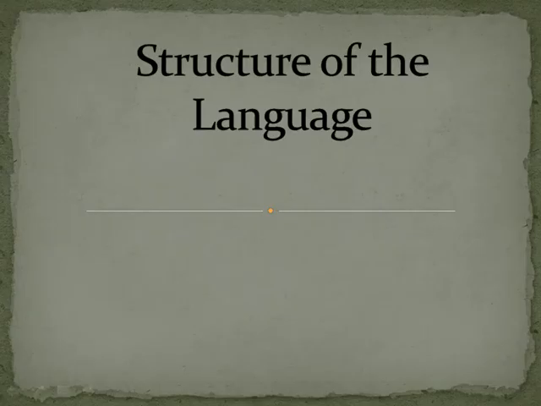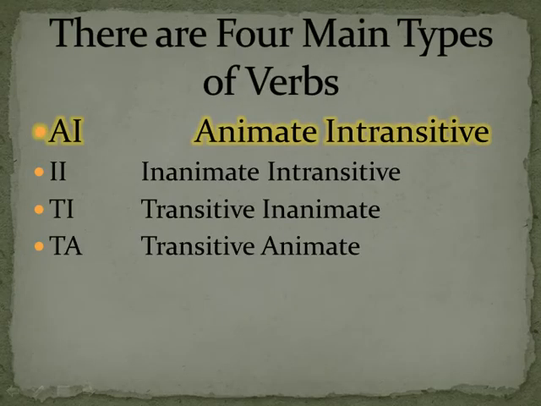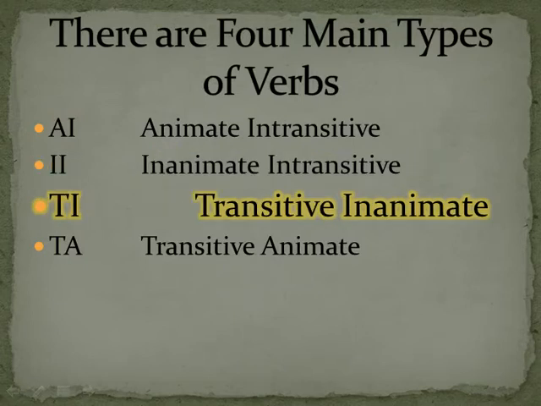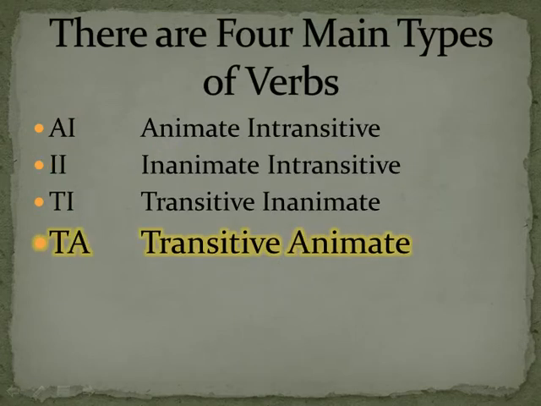Okay, the structure of the language. There are four main types of verbs in Potawatomi: animate intransitive, inanimate intransitive, transitive inanimate, and transitive animate.